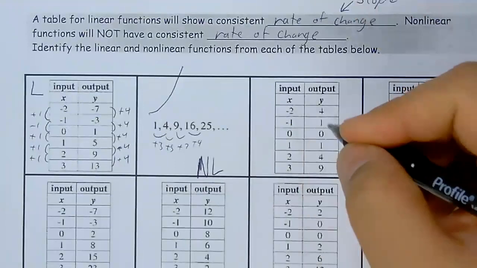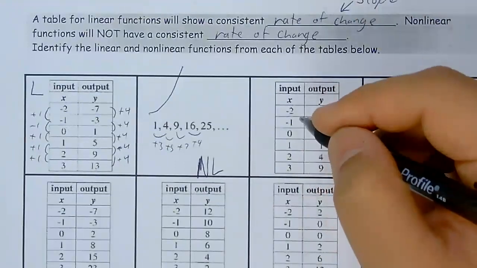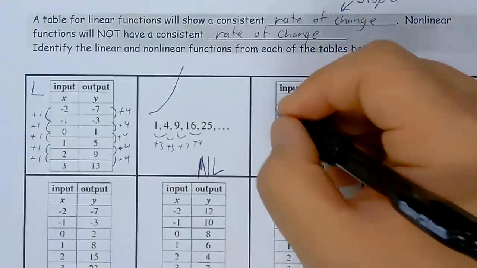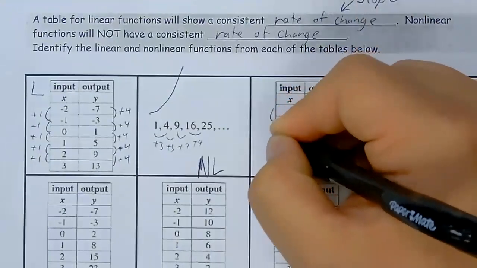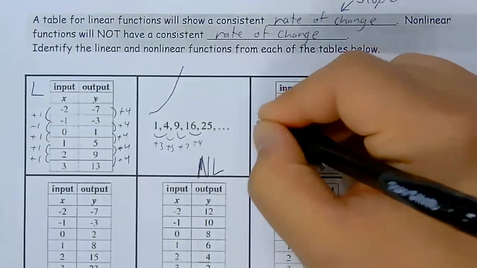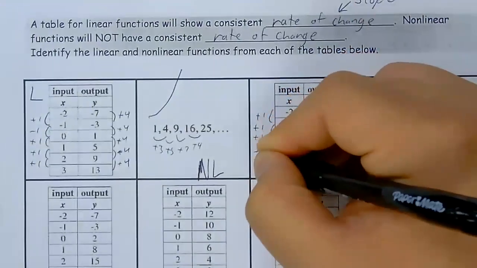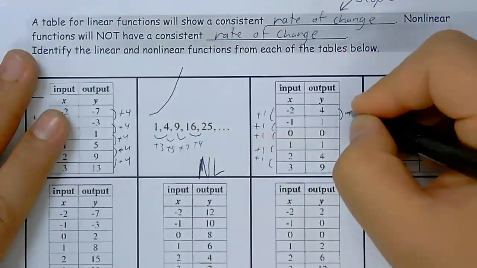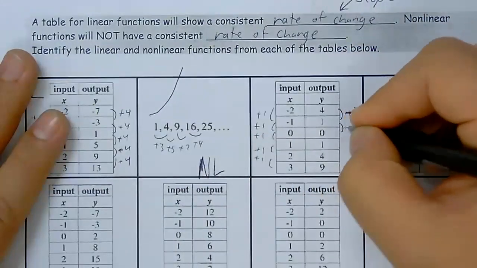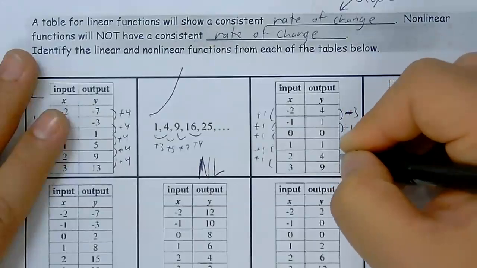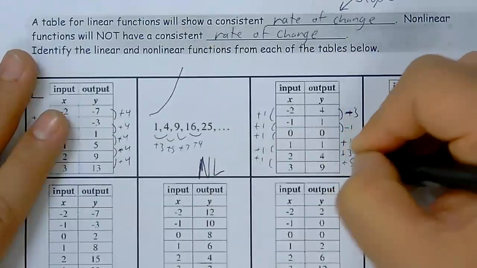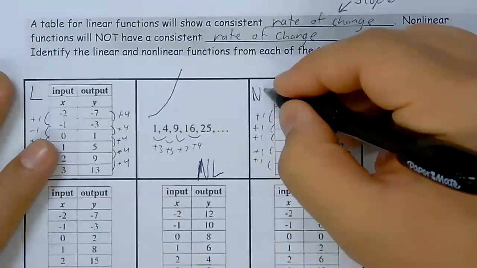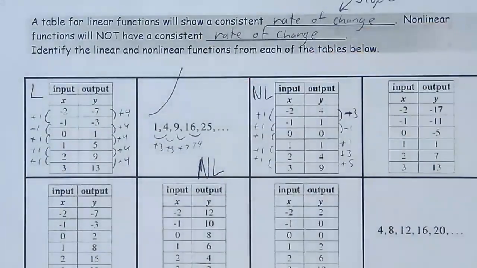Okay. This next one, is x changing at a constant rate? Let's see. Yeah, I think all of them are plus 1, right? This one's minus 3, minus 1, plus 1, plus 3, plus 5. Yeah, this one is nonlinear. If x is changing at a constant rate, y also needs to change at a constant rate.